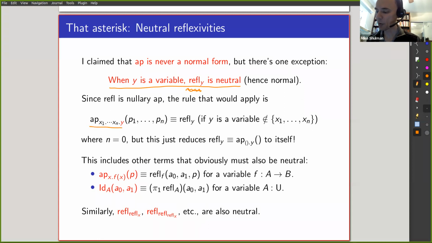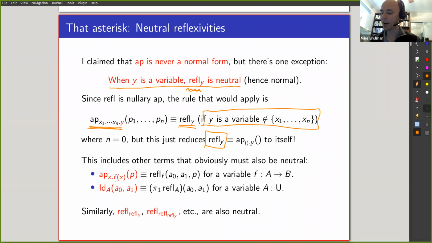So we have app with an empty telescope on a variable. And so we're in the case when the variable doesn't appear in the telescope. And the rule was that in that case, app computes to refl. And so in this case, you're just saying refl computes to refl, and that doesn't give you anything useful. So refl is essentially a neutral form. It doesn't compute until you substitute something that's not a variable for y. And this includes as examples other terms that you have to treat as neutral in some way.